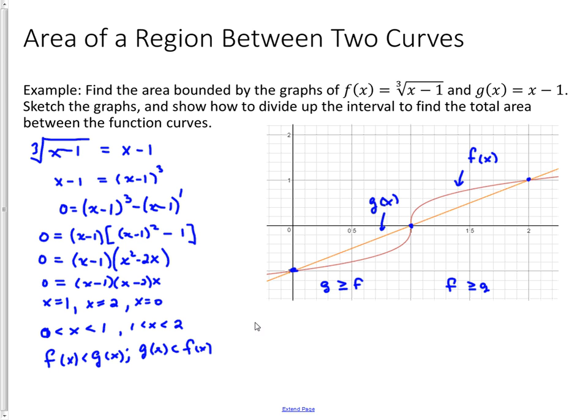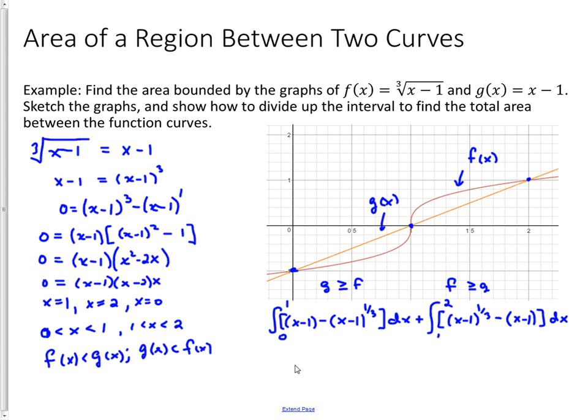Okay, so just like before, we're going to set up an integral that gives us this area between the two curves by taking, in the first case, g of x minus f of x, and then taking f of x minus g of x. So we're going to take the sum of the integral from 0 to 1 of the quantity x minus 1 minus x minus 1 to the 1/3 dx, plus the definite integral from 1 to 2 of x minus 1 to the 1/3 minus the quantity x minus 1 dx.